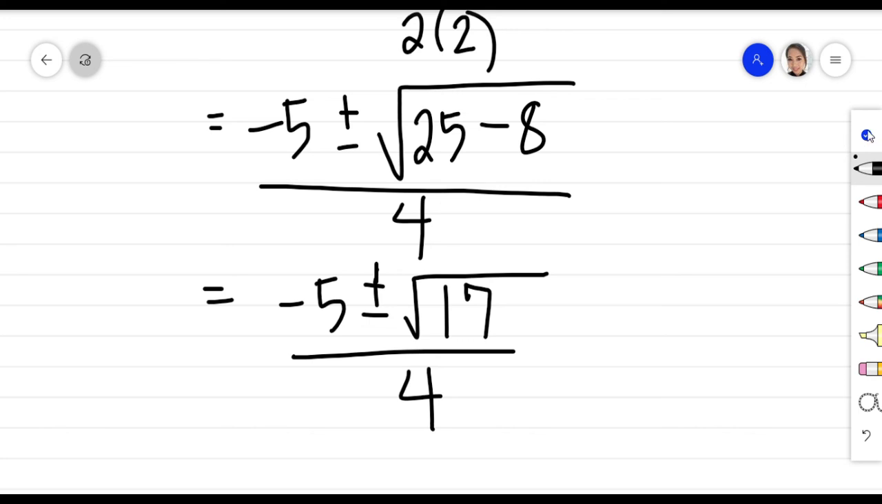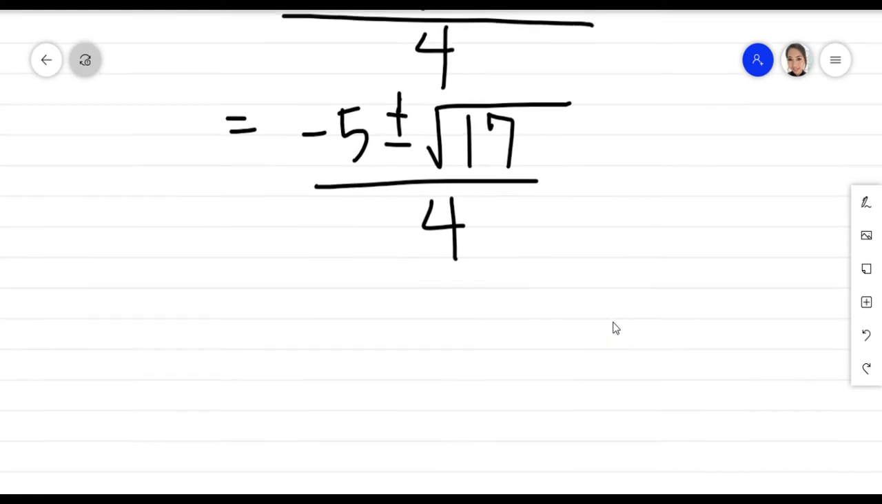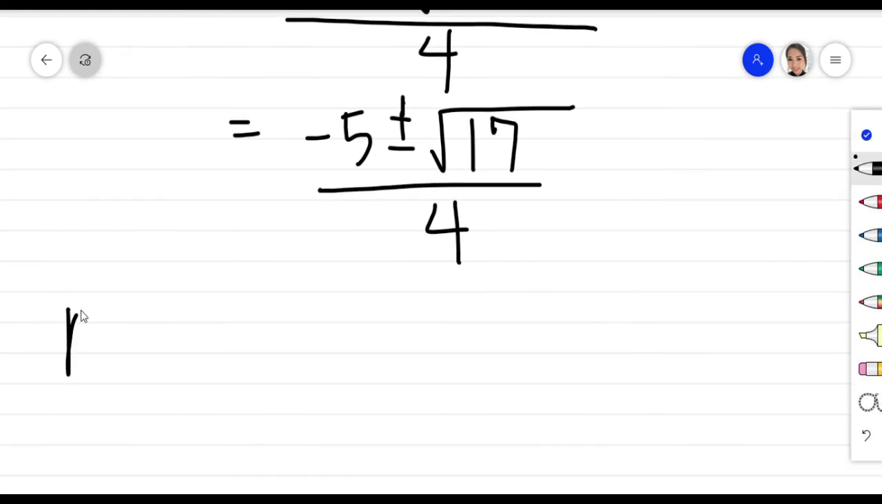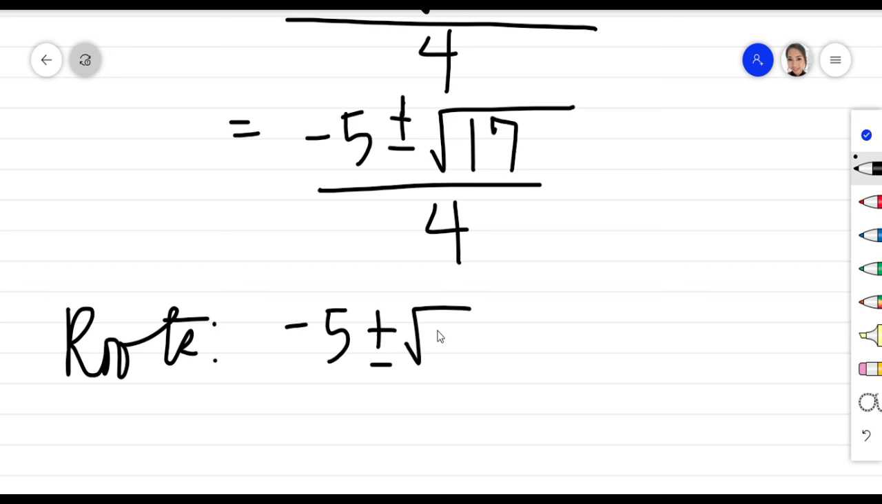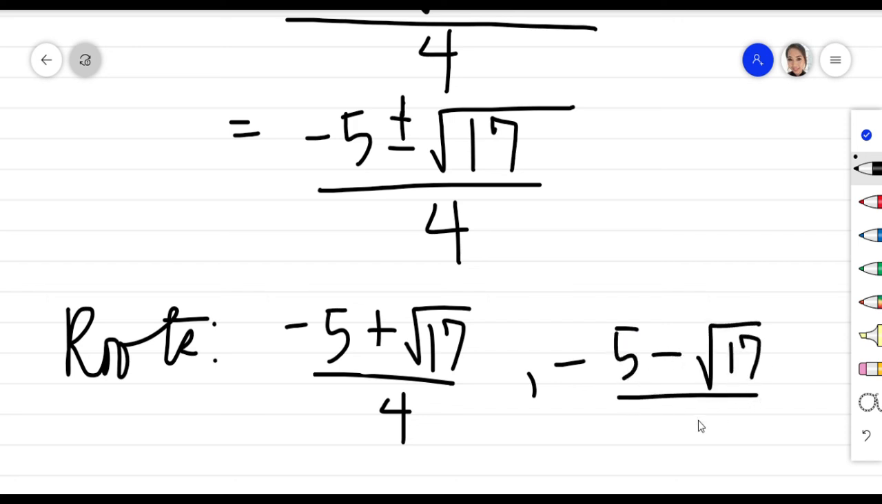So we can write now the roots. Our roots here are negative 5 plus minus square root of 17 over 4. I will separate that into two: negative 5 plus square root of 17 over 4, and the other one is negative 5 minus square root of 17 over 4.